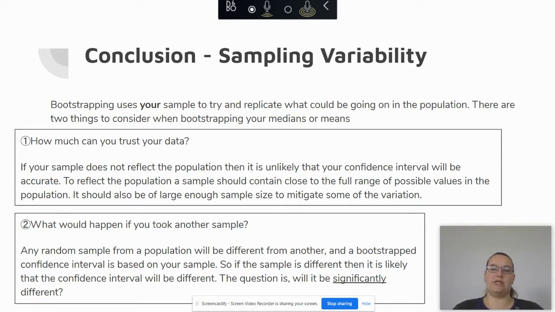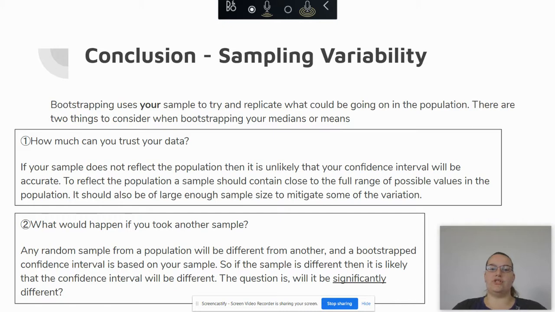How much can we actually trust the data, the sample that we have right now? And what would happen if we took another sample? These two ideas work together to create sampling variability. If your sample does not reflect the population, then it is unlikely that your confidence interval will be accurate.